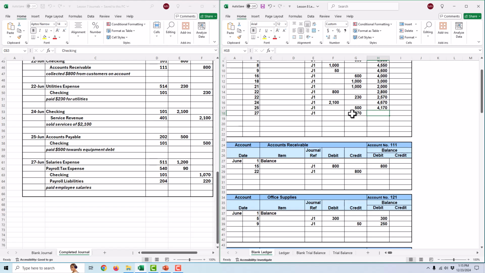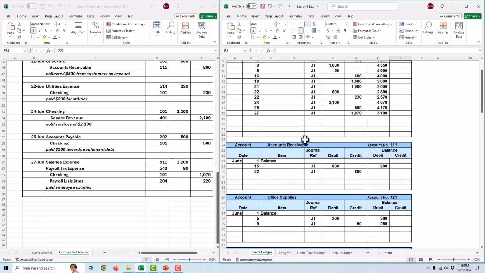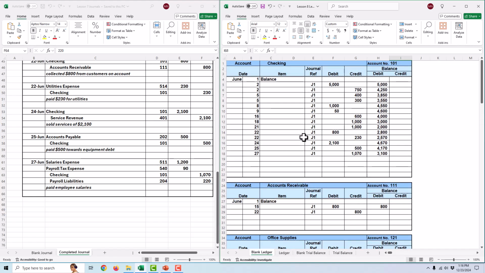$4,170 minus $1,070 would be $3,100 as a debit, since this debit was bigger than this credit. And then credit payroll liabilities for $220. And since there was a zero prior balance and there were no other transactions, the balance is also $220. And that's it. I posted all the entries. Notice I did not talk about why I was doing a debit or why I was doing a credit. I was simply copying from the journal to the ledger.